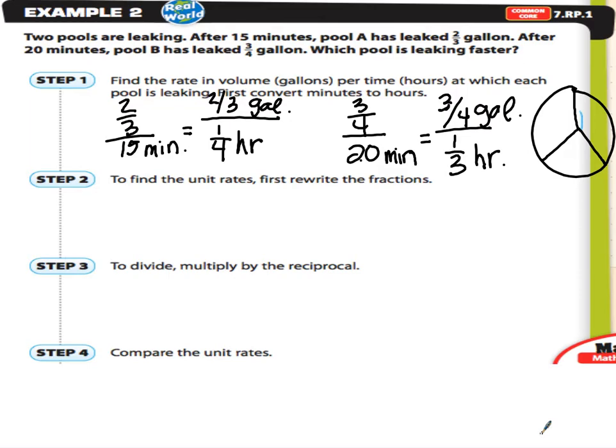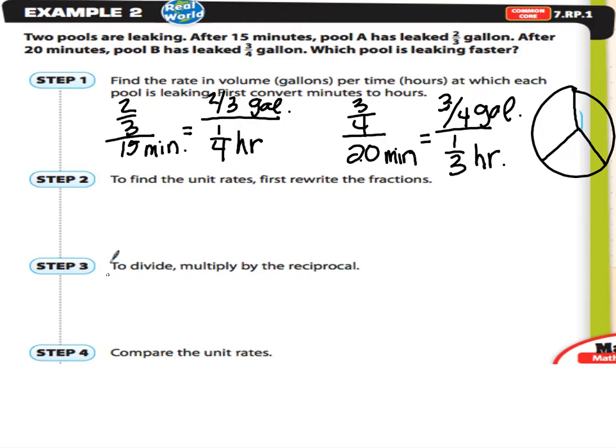So now we're going to find the unit rates. In order to do so, again, in this case, I'm not going to be picky in the way that you want to do it. It says to find the unit rates, first rewrite the fractions.